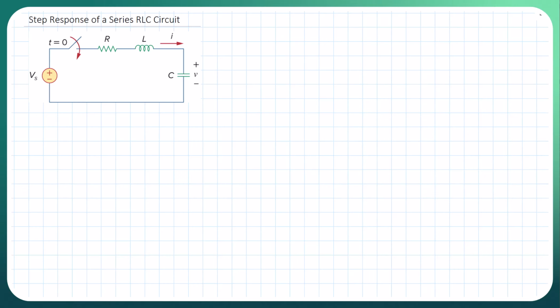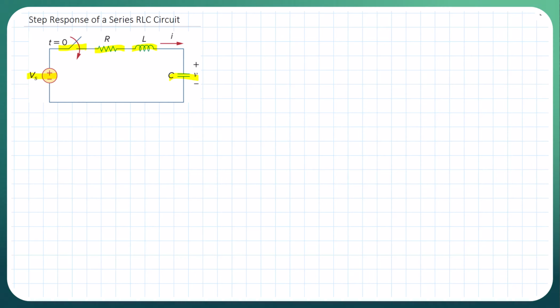Let's take a look at the step response of a series RLC circuit where we have our RLC in series. At time equals 0, we flip the switch or close it, and that means we have a sudden application of a DC source. Okay, so we have a step voltage applied to this RLC circuit, and let's see how this behaves. Let's derive some equations.